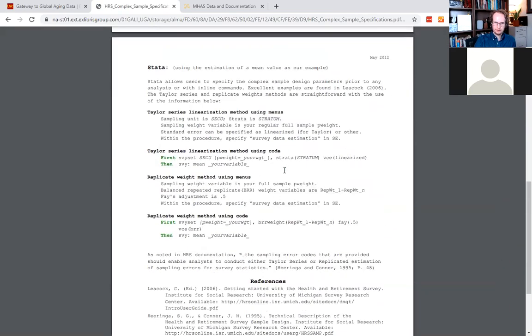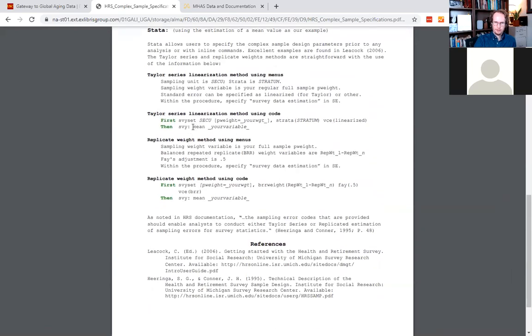And so if we go down to Stata right here, it's going to do svyset, and then this is your clustering variable. Here's your weight. And then your stratification variable is going to look like this. And then you can specify how you think the errors are correlated, basically. Yeah, so that's what that would look like there.